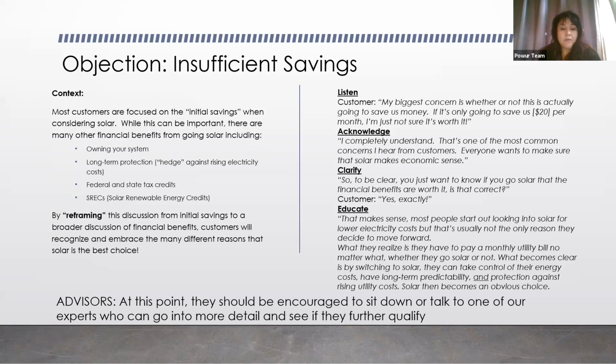So now we're going to get into some of the meat of this and examples of the listen, acknowledge, clarify, educate process. So here's an objection: insufficient savings. I know we hear this one all the time, especially in some of our utilities where they're really focused on price protection and it's kind of a bill swap. But most customers are focused on the initial savings when considering solar.